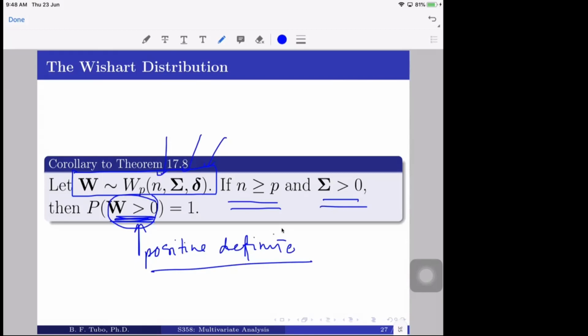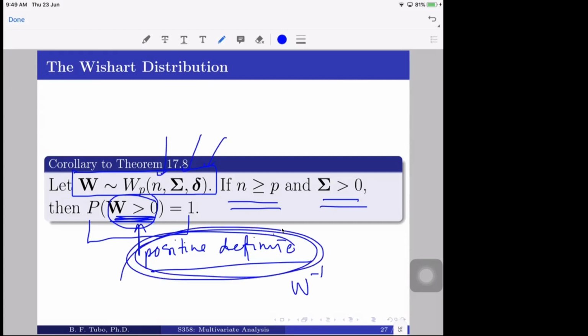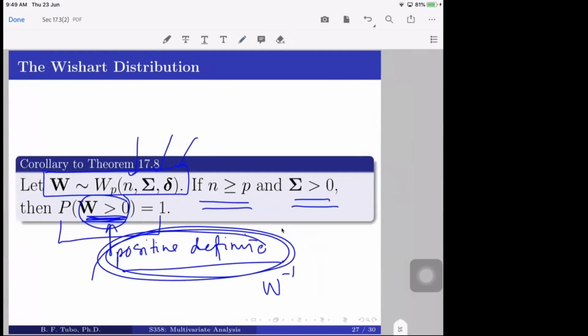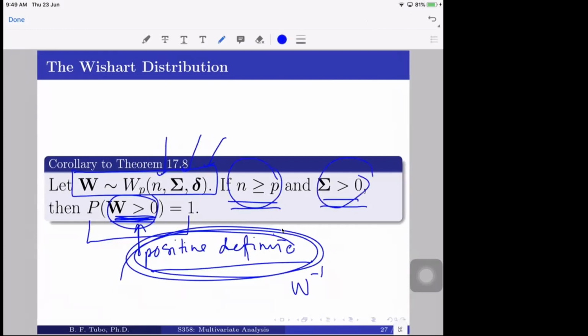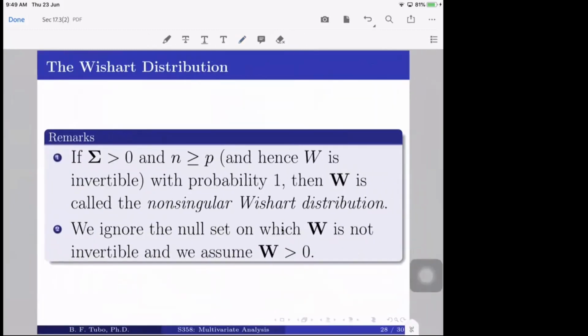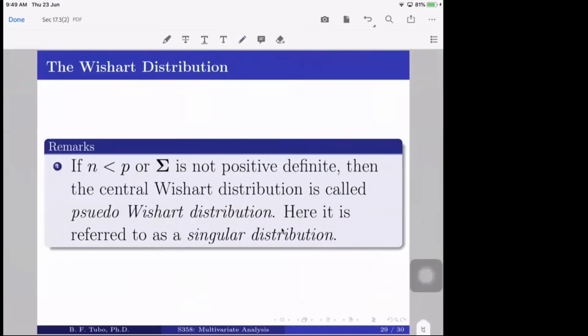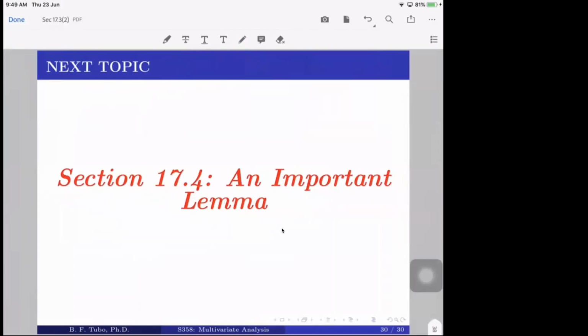So what's the importance of this? When W is positive definite, and you are almost sure of that, it means that the inverse of W exists. Positive definite man siya. Ibig sabihin, it is invertible. We want this result. So this is the assumption for this result, that the inverse exists when these two are satisfied, because we are going to use W inverse later in this important lemma.